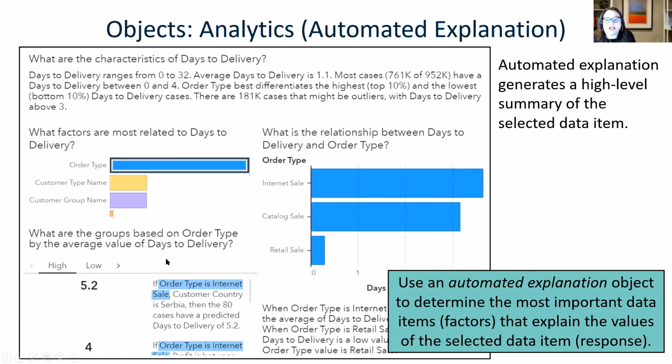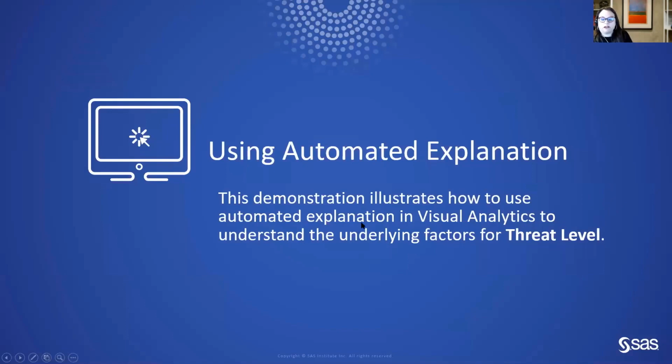It also will group values based upon the average value for the days to deliver. So it goes in and it runs, like I said, a bunch of different algorithms, and then it determines what would be the most important data item to explain or understand days to deliver. So what other data item in my table is closely related to days to deliver and can provide some explanation on days to deliver? And that would be order type here. So I'm going to jump in and let's do a little demo.